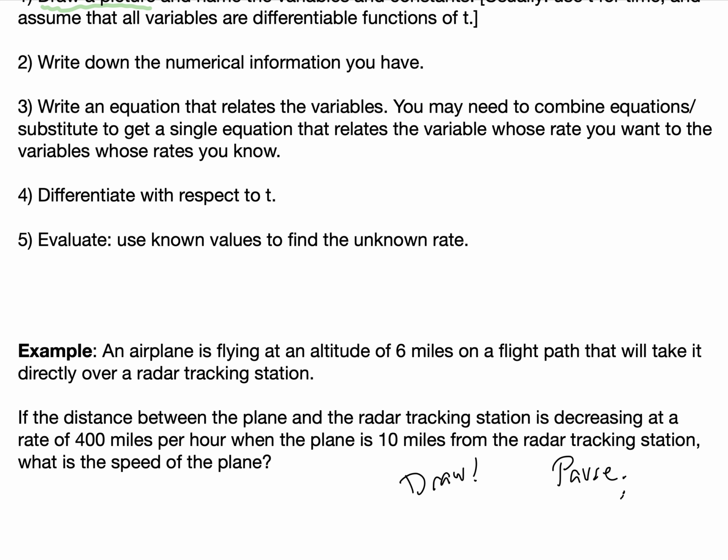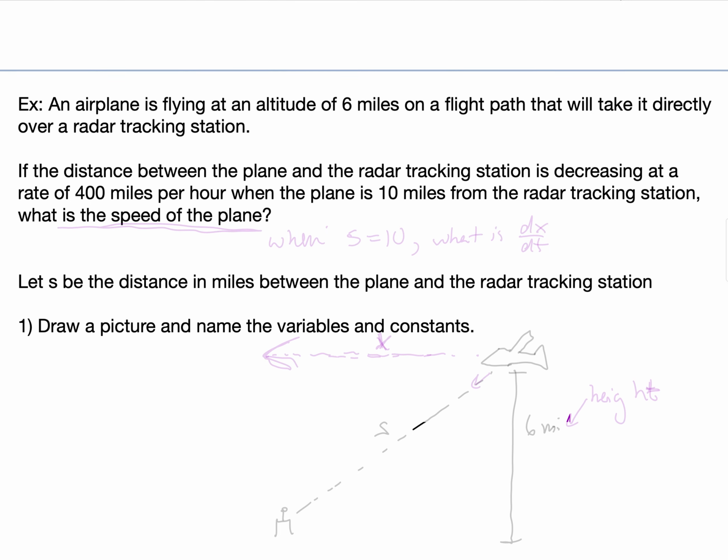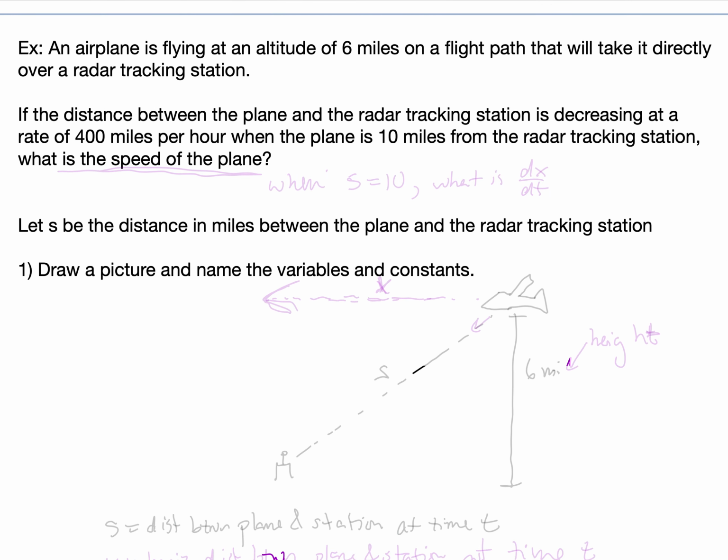Okay, so let's first draw a picture and name the variables and constants in this case. So we've got some radar tracking station somewhere, and then we have a plane flying very high in the air. This is not to scale. The plane is flying 6 miles up in the air, so the height of the radar tracking station is probably moot compared to that. So this is an altitude of 6 miles.